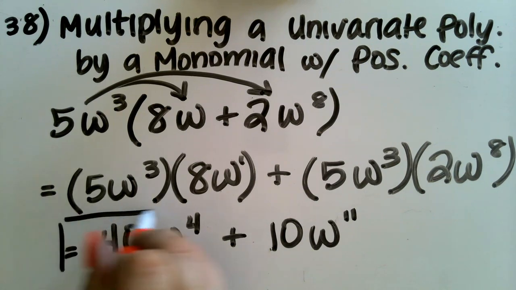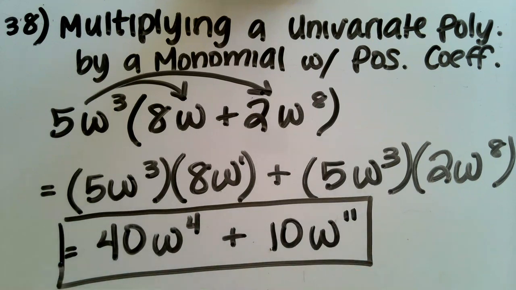So again, we successfully multiplied that monomial by our univariate polynomial.